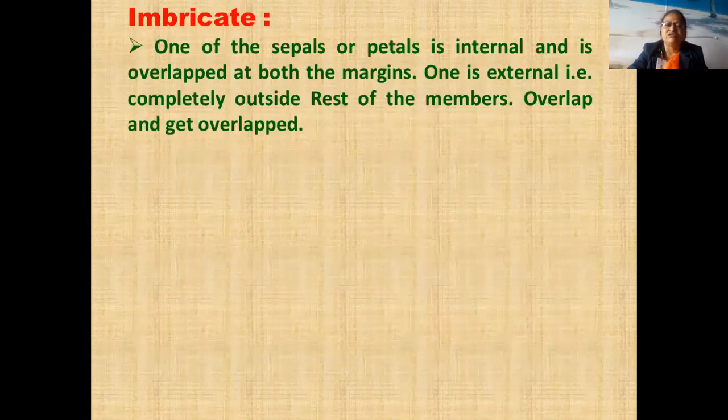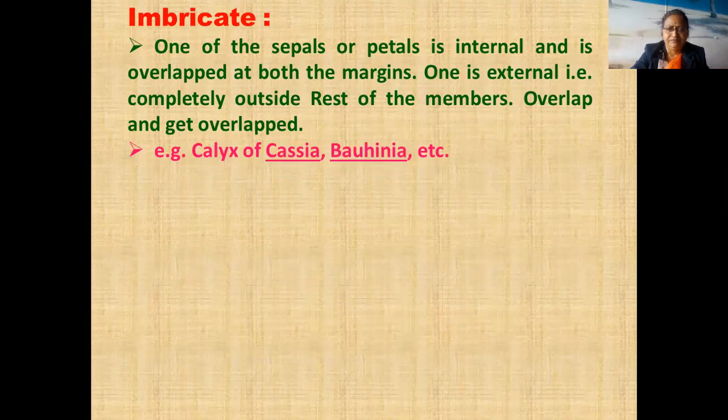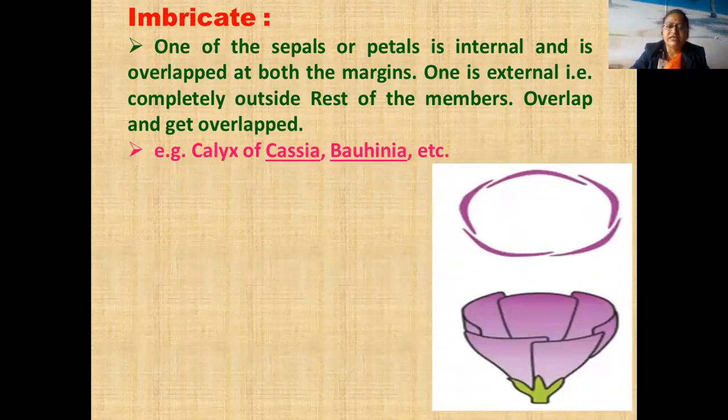One of the sepals or petals is internal and is overlapped at both the margins. One is external, that is completely outside. The rest of the members overlap. Example, cassia and bauhinia plant. Cassia means तळवट, bauhinia means बहावा plant.